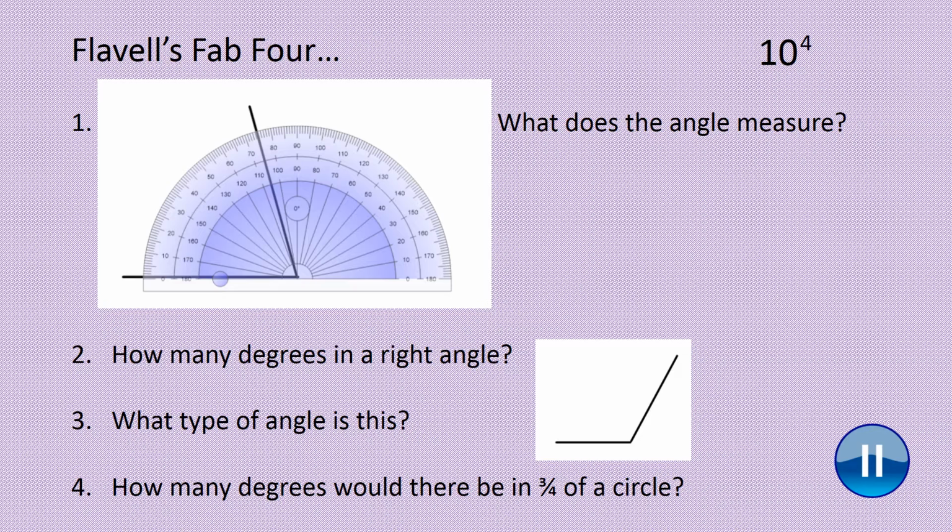Okay, as I said, our questions today are all going to be based on angles. But apart from, obviously, 10 to the power of 4, that's 10 times 10 times 10 times 10. Number 1, what does the angle measure? So look at the angle, what does it measure? How many degrees are in a right angle? What type of angle is this, the one shown to the right hand side there? And how many degrees would there be in 3/4 of a circle? Have a go answering them, and we'll get back with some of our answers soon.